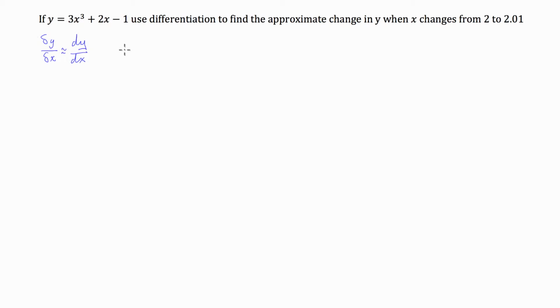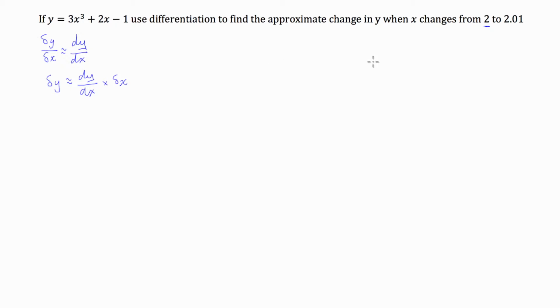So if we're looking for the approximate change in y, we can rearrange this so that the approximate change in y, or the incremental change in y, can be approximated by the derivative or the gradient at the original point, x equals 2, multiplied by the incremental change in x.